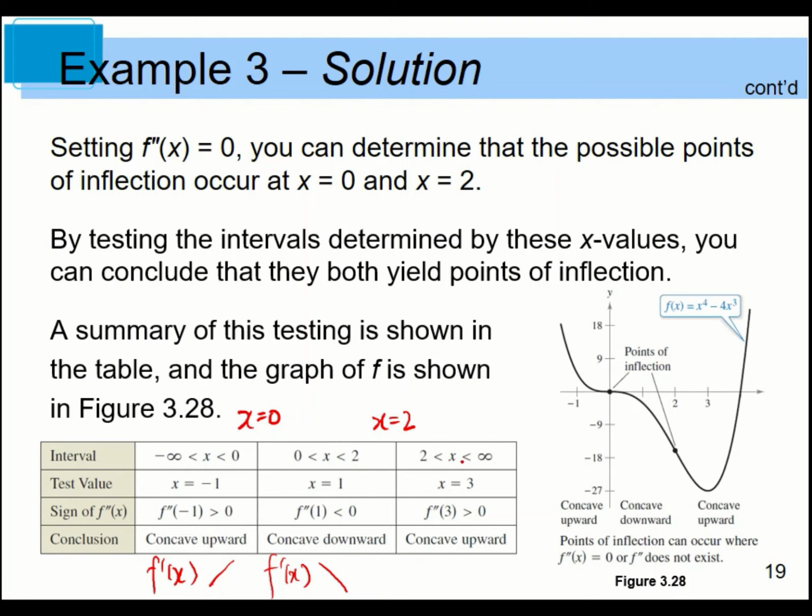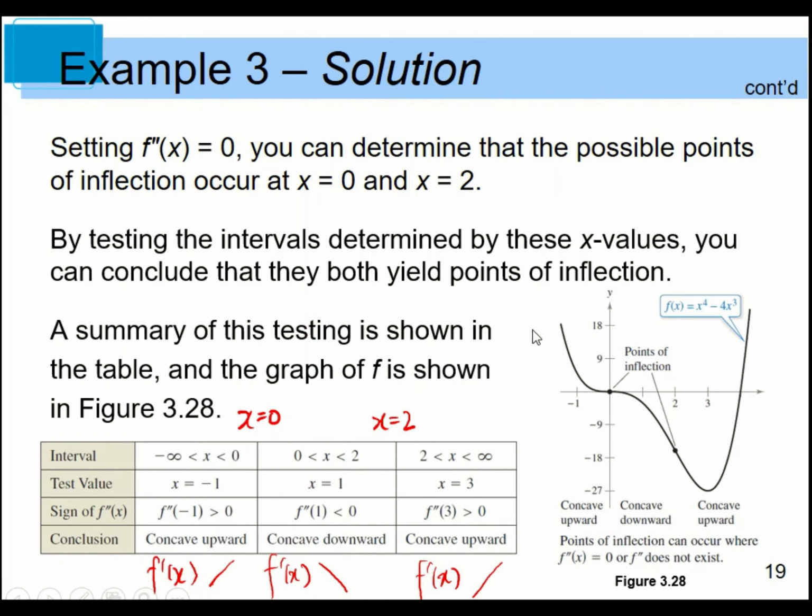So the third interval, we choose one point from 2 to infinity, and let's say we choose x equals 3. Substitute into the f double prime, we get the value is positive. So again, this implies that f prime is increasing. So when f prime is increasing, then the graph is concave upward.